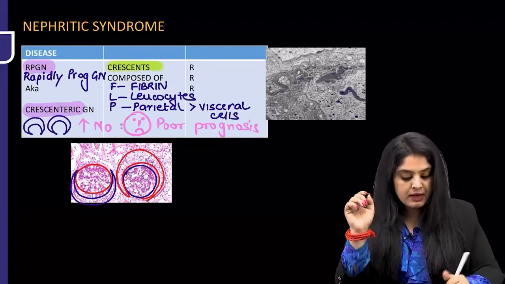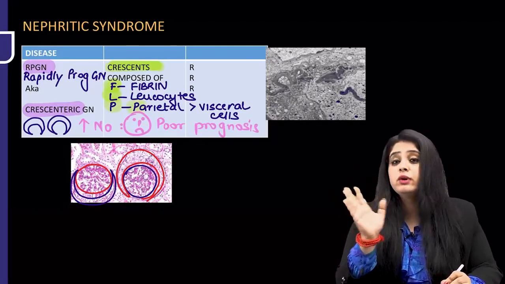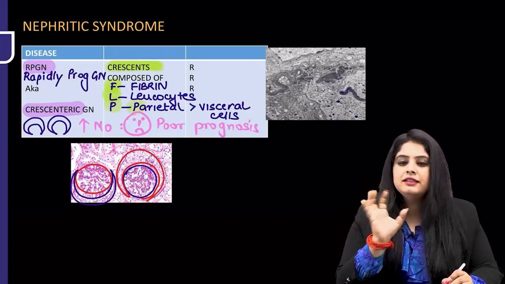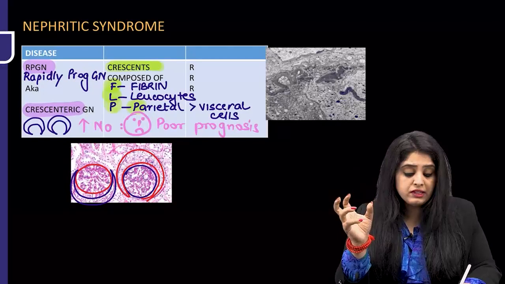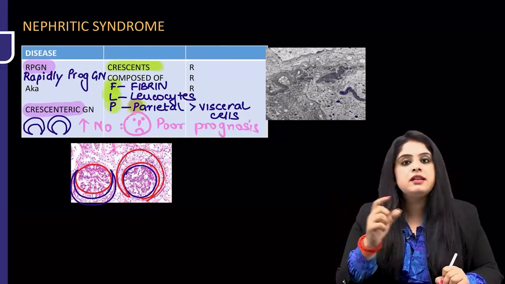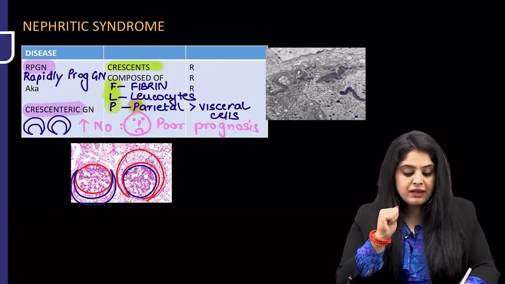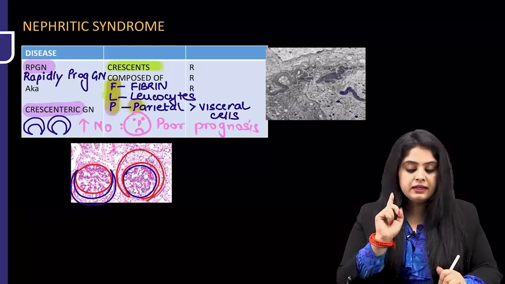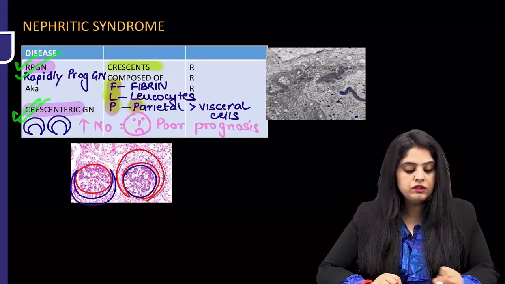What did I say? Number 1, it is made up of fibrin. Second, it is made up of leukocytes. And third, it is made up of parietal more than visceral. So if they ask, which cell of Bowman's capsule, parietal or visceral? You'll say my mnemonic is flap, so I will select parietal. But if they say can parietal and visceral both be present? Yes, both can be present. Okay? So primary mnemonic is flap. You will remember. Now you'll say fine, clinician says rapid deterioration, pathologist says crescent.